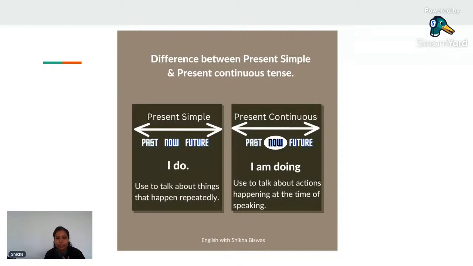For example, we brush our teeth, right? Or we take a bath, right? So whichever things you do regularly every day, those things we talk about using simple present tense.